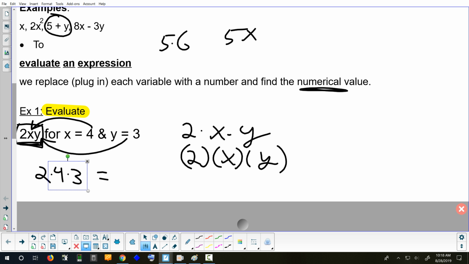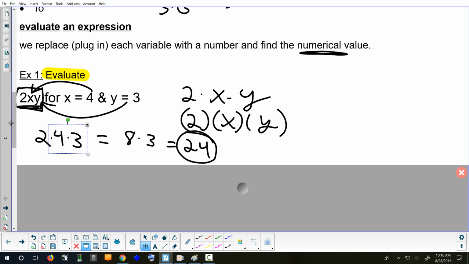2 times 4, how about Blake? 8. It's going to give me 8. I didn't do anything with the times 3 yet. That's just hanging out there. And Aileen, what's 8 times 3? 24. There you go.